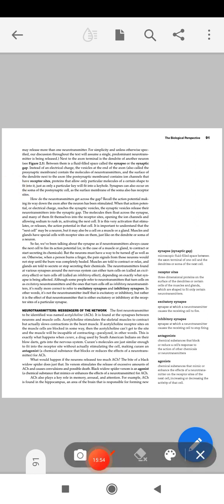Have some knowledge also about the working of, first we knew that acetylcholine can work as an excitatory or inhibitory neurotransmitter. But what are its effects? Let's discuss it.